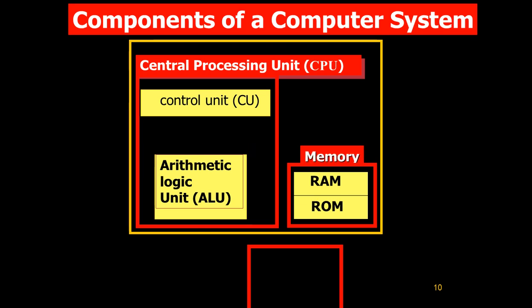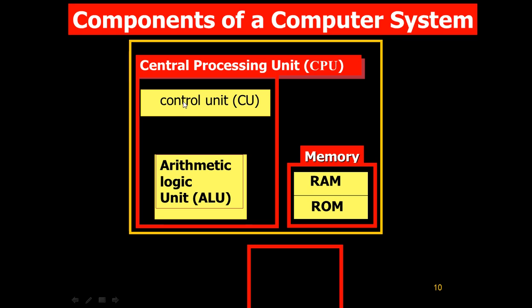So a CPU has three major components inside it. We have the CU, control unit, the arithmetic and logic unit, and memory. Inside memory we have RAM and ROM. So inside this central processing unit is where everything major is done. That's why it's called the brain of the computer.